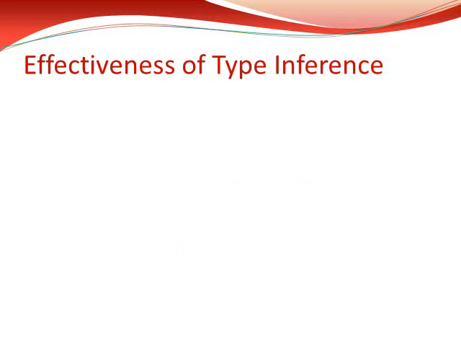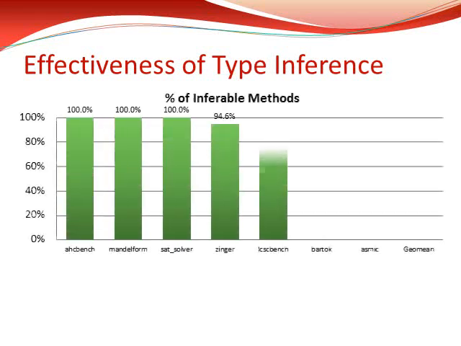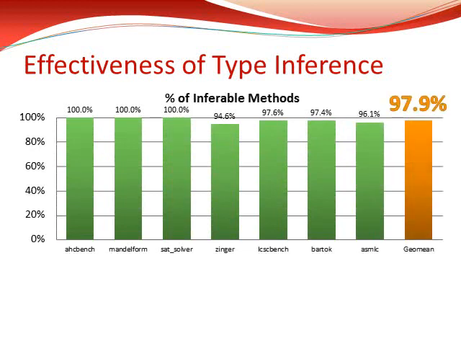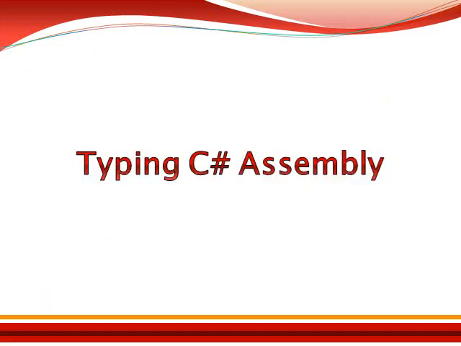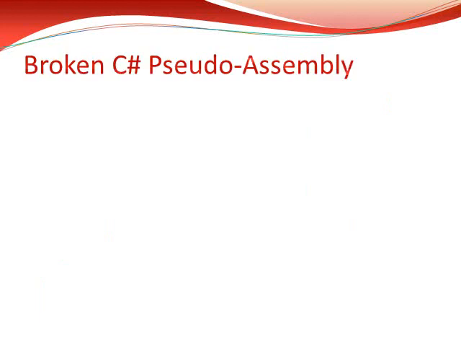To assuage your fears, we ran our type inference algorithm on a number of benchmarks taken from prior research in this area. We found that we were able to infer the missing type annotations for 98% of the methods. In fact, we are capable of type checking all of the C# features except for exceptions and delegates, and those are matters of implementation. They're not due to any theoretical limitations. So yes, type inference is effective enough. So now, let's take a look at how we type C# at the assembly level.